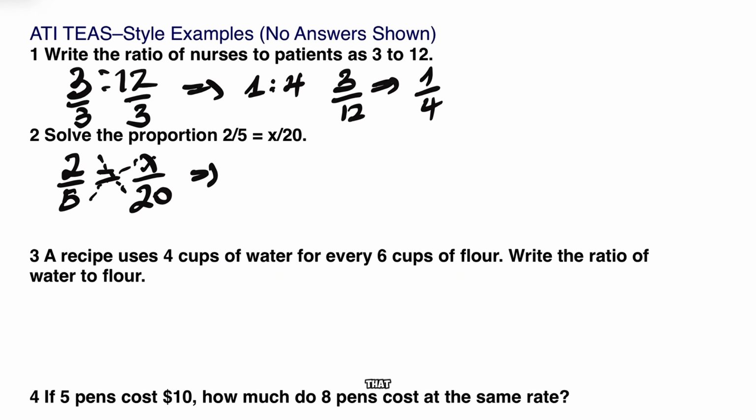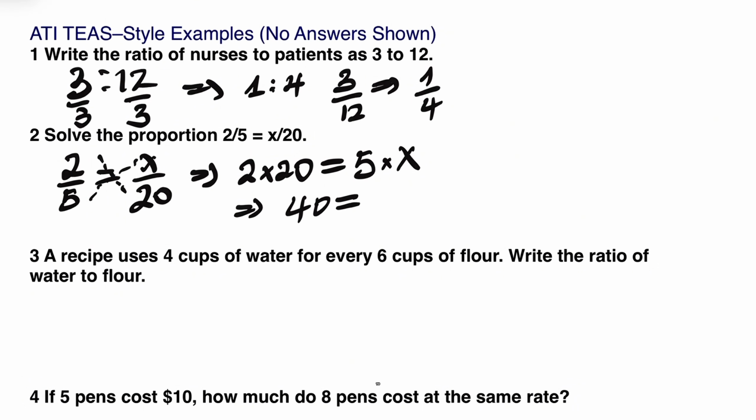So this means that 2 times 20 is equal to 5 times x, right? So this means that 40 is equal to 5x, right? So we divide both sides by 5. I mean, the opposite of multiplication is division. So in this case, we divide both sides by 5.